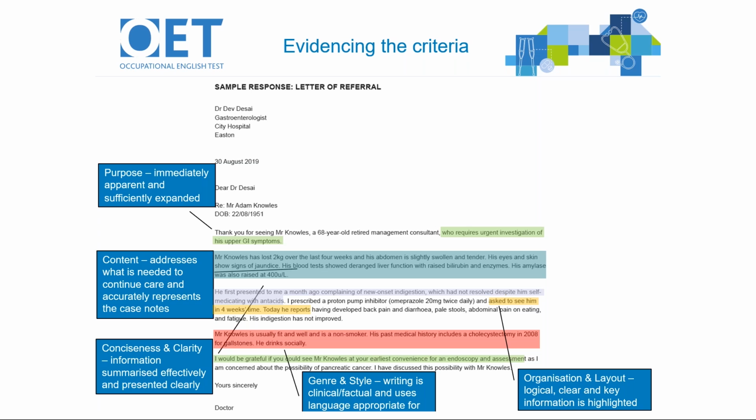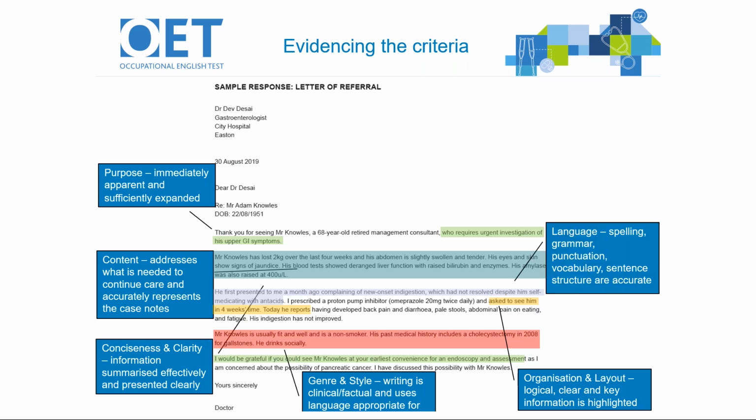And as previously discussed, there is a clear theme to each of the paragraphs, which makes the letter easy to follow and understand. And the final assessment criteria is language. This is checking whether your spelling, your grammar, your punctuation, your vocabulary and sentence structure are accurate.